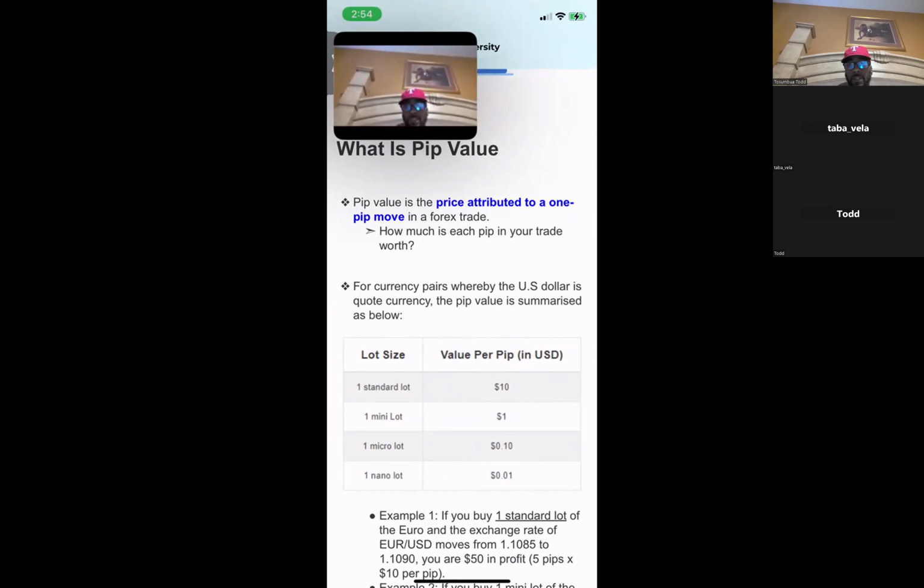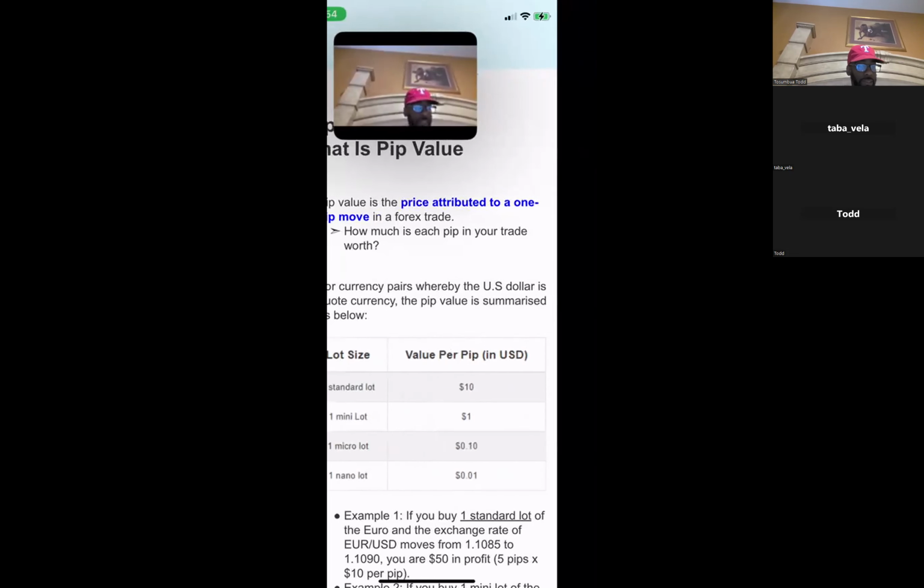We talked about the standard lot for every pip is $10. The mini lot for every pip is $1. The micro lot for every pip it is 10 cents. Most brokers do not offer the nano lot, so it's not going to be 1 cent for every move. If you get one that offers a nano lot, that's awesome, because most of us can handle 1 cent per every move anyway. That would be a great broker to have if you can trade nanos. Any questions?